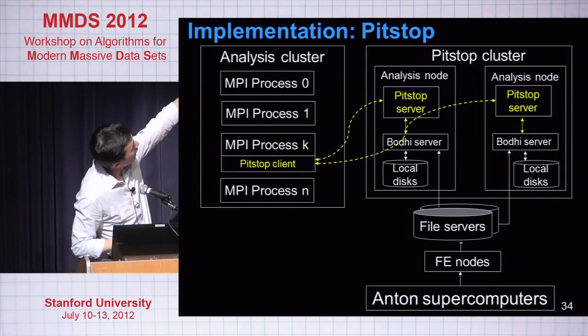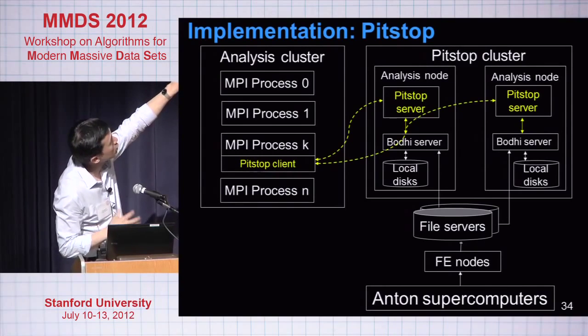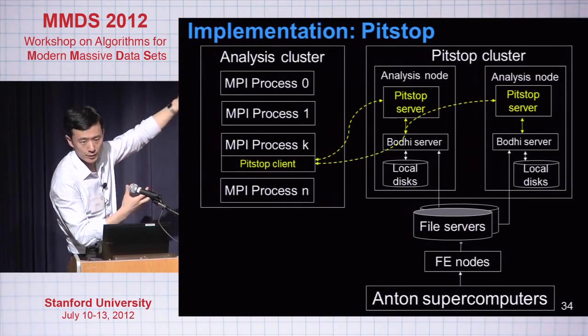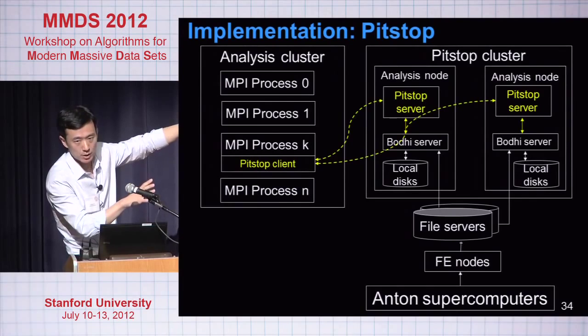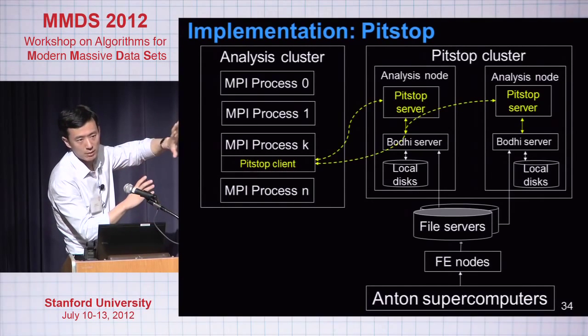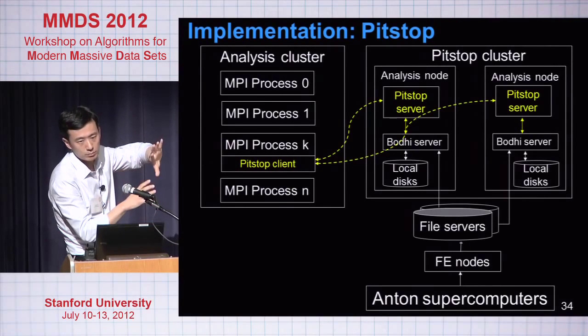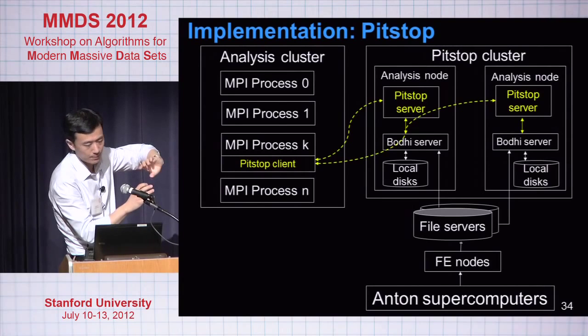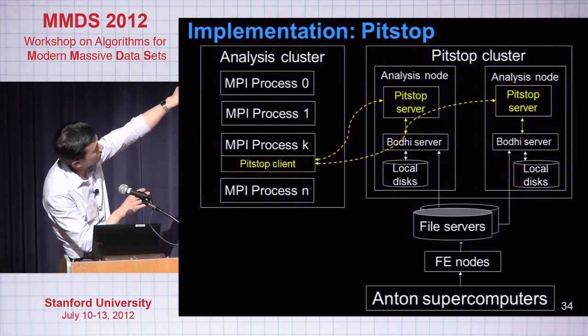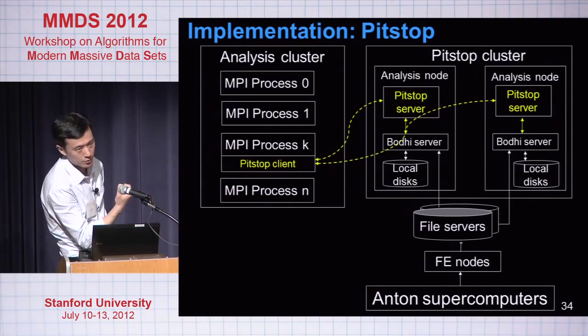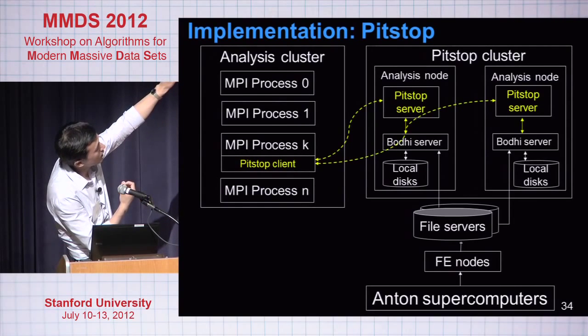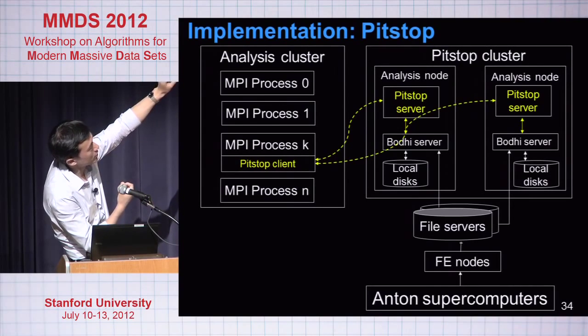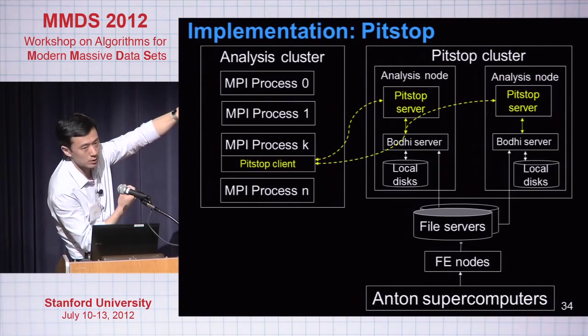And here on the left side, I showed a small analysis cluster, maybe 40 nodes. On the right is a big Pitstop cluster. Right now we have 75 nodes. We're going to add another 100 nodes into the Pitstop farm. And the Pitstop client has all the intelligence. In this case, I just showed a single MPI process connecting to the Pitstop servers.